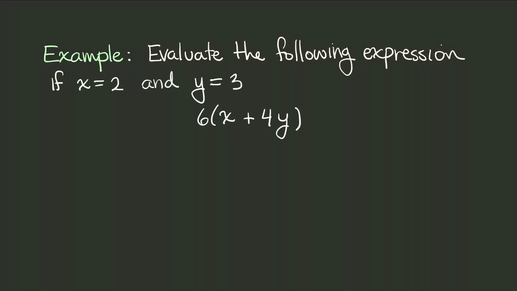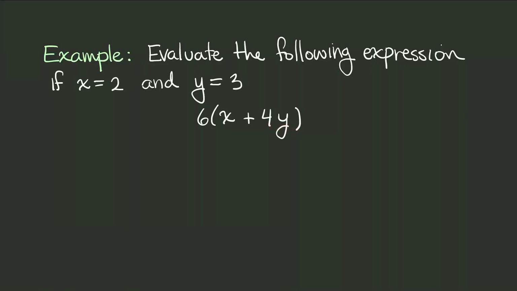We evaluate expressions by plugging in specific values for the variables. For example, if we're told to evaluate the following expression, 6 times x plus 4y, where x is equal to 2 and y is equal to 3, then everywhere we see an x, we plug in x equals 2, and everywhere we see a y, we plug in y equals 3.